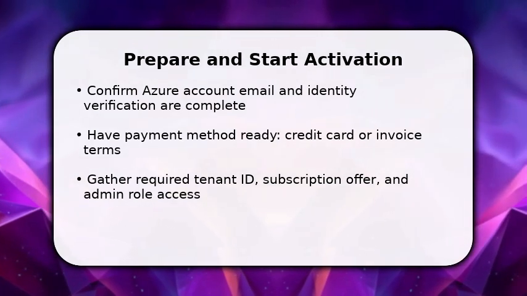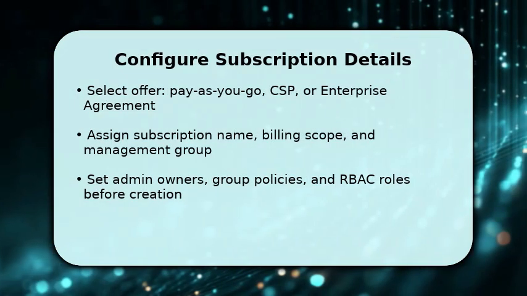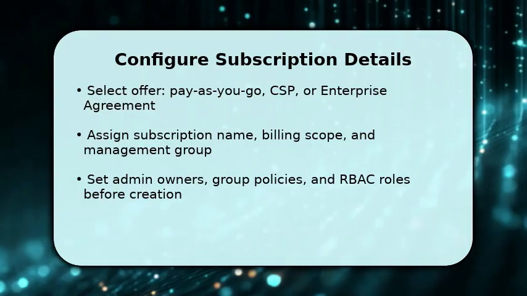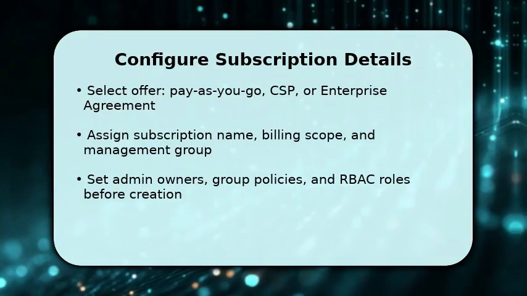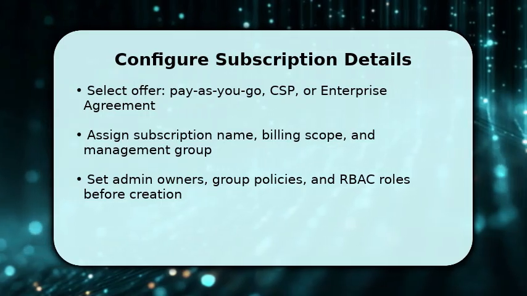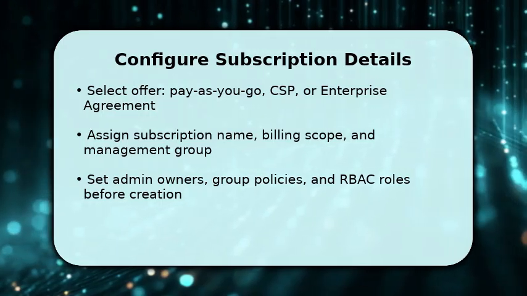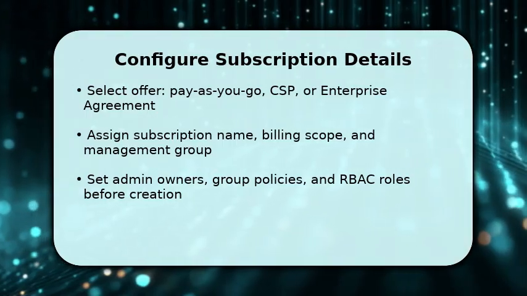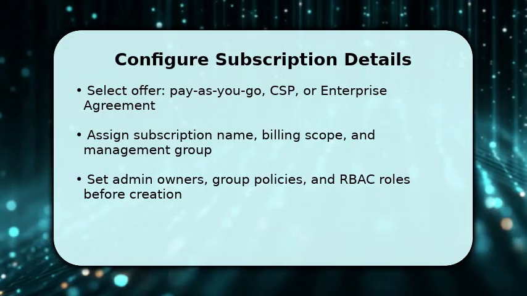Pick the right offer, pay as you go for flexibility or enterprise terms for committed discounts. Choose the billing scope and assign a clear subscription name so teams can find it. Make sure to select or create a management group if you need organizational hierarchy. Crucially, assign at least one owner and appropriate RBAC roles. This prevents lockout and enforces least privilege.